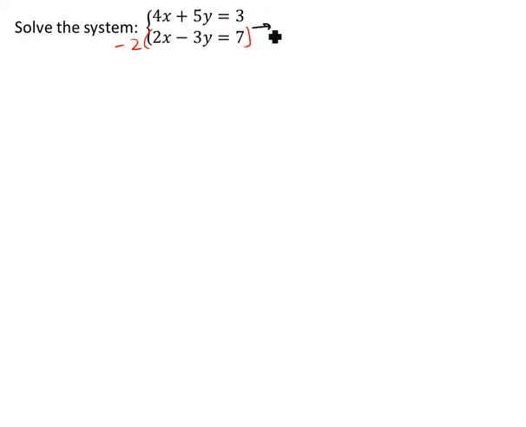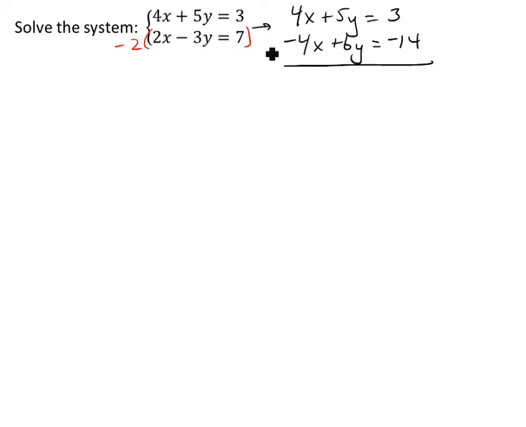So our first equation here is going to stay the same, that 4x plus 5y equals 3. Our second equation now will become negative 4x plus 6y equals negative 14. So now we're going to add the two equations together. 4x plus negative 4x is going to be 0. So those are eliminated. 5y plus 6y is 11y. Keep your equal sign in the same relative position. And then 3 plus negative 14 is negative 11.